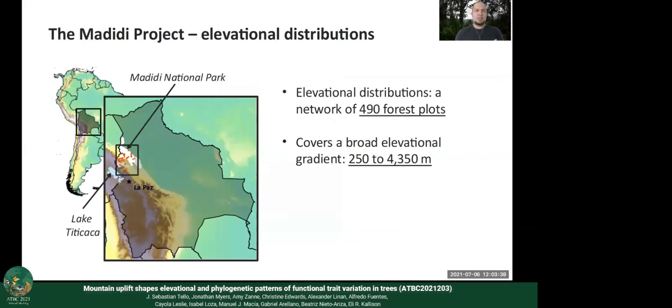So we're trying to understand to what degree the uplift of the Andes, particularly of the central Andes that happened during the last 30 million years, shaped the evolution of clades and the distribution of diversity across elevational gradients. And to do this, we're using data from the Madidi project, which has a large network of forest plots that go from the lowland Amazonian forests all the way to the tree line.